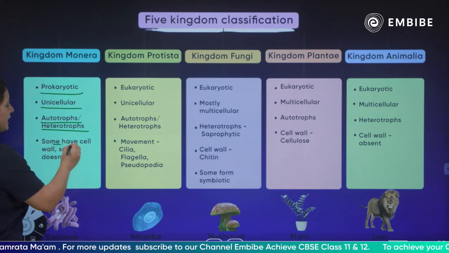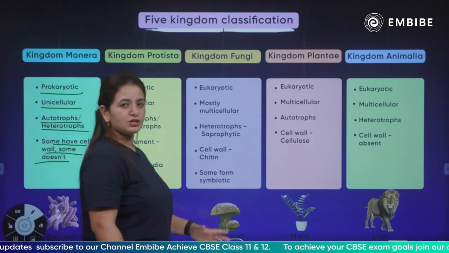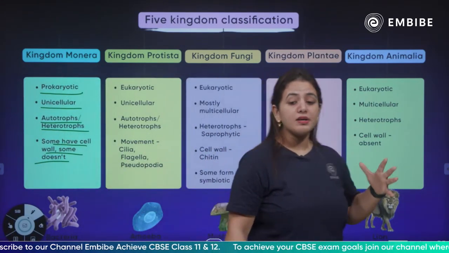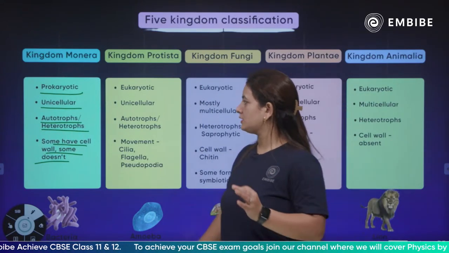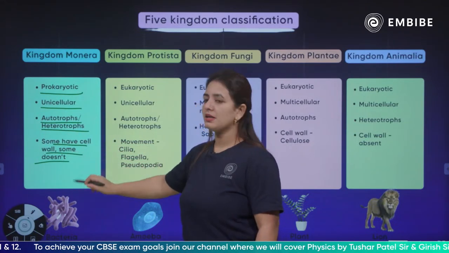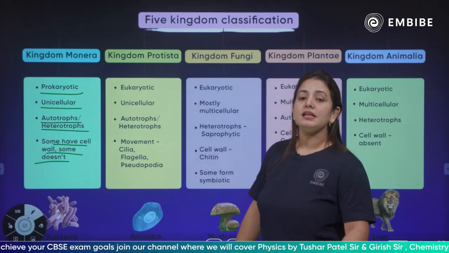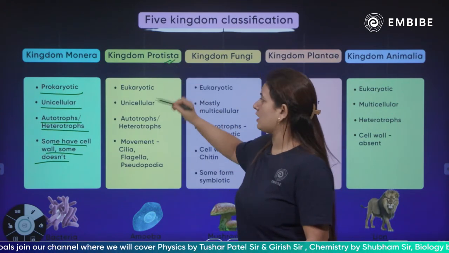Some have a cell wall and some do not have a cell wall. So these are the features found in the kingdom Monera. They are prokaryotic, they are unicellular, they are autotrophs and there are heterotrophs. Some have a cell wall, some don't have a cell wall. The next kingdom which came into existence was the kingdom Protista.